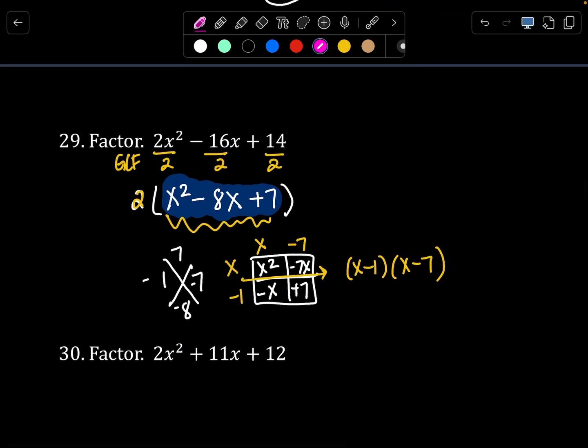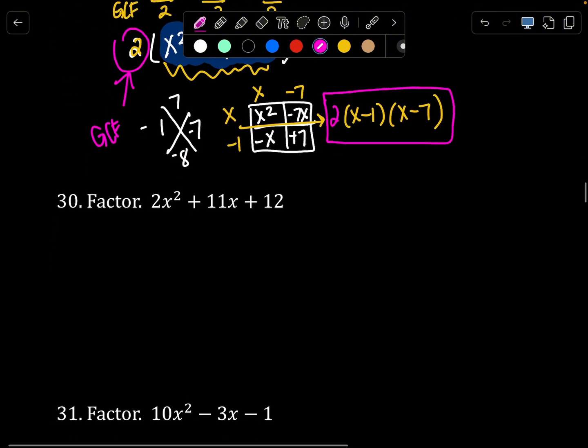But we can't forget about our GCF. That goes in our final answer. Does that make sense? You could have easily started with the x in the box, but obviously you always have to take out a GCF. Any questions at all? Are we good to roll on to the next? All right, cool. Let's do number 30.